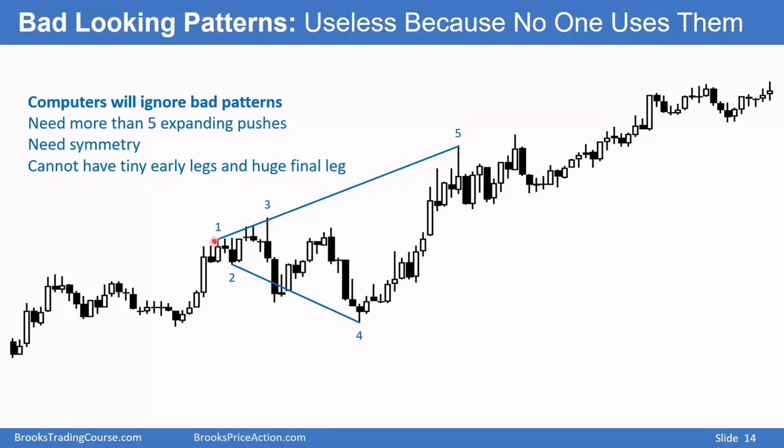Again, we have a symmetry issue here. The spacing between points 1 and 3 is small compared to the space between 3 and 5. You cannot have tiny legs at the start of the pattern and then a very big leg, a lot of bars in the final leg. It's useless. No one's going to be trading it, and if the computers and traders are not trading it as an expanding triangle top, you will not get a reversal. The reversal will be minor, and become a bull flag.